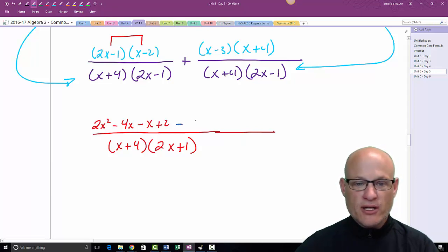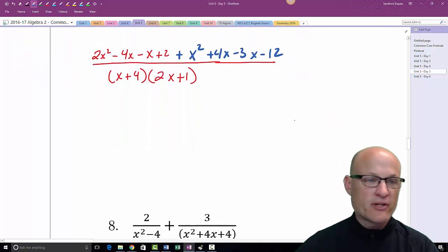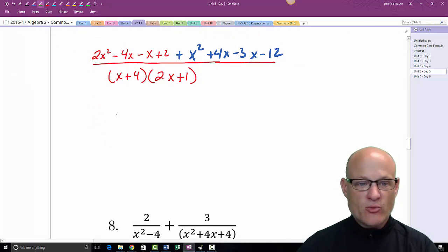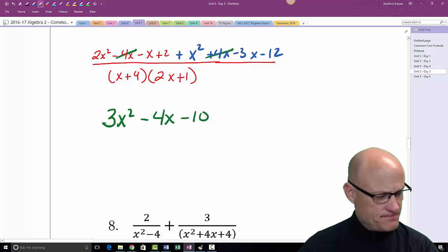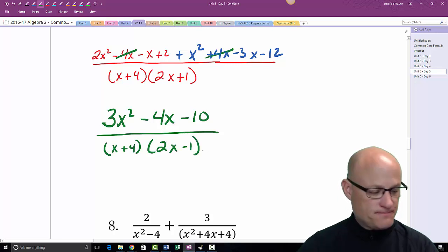Second one plus x squared plus 4x minus 3x minus 12. All right. So now we just got to clean this baby up. Let's go. We got 3x squared minus 4x and plus 4x. They cancel. So minus x and minus 3x is minus 4x. And positive 2 and negative 12 make minus 10, all over x plus 4, 2x minus 1.